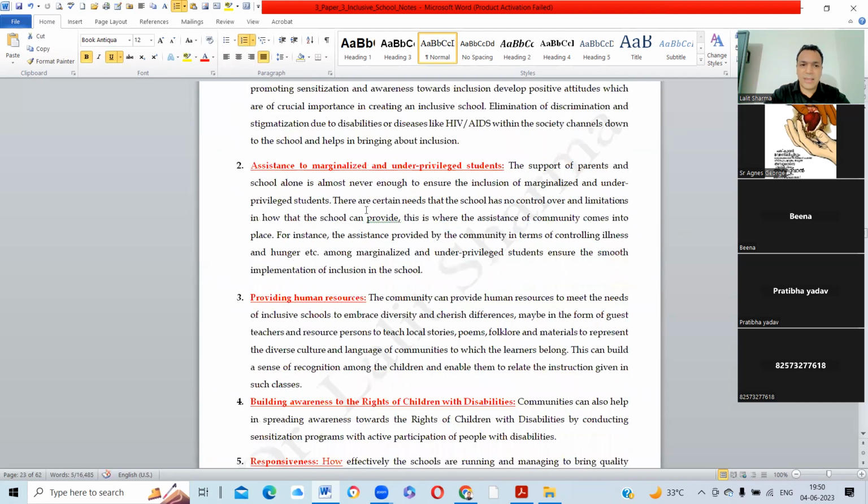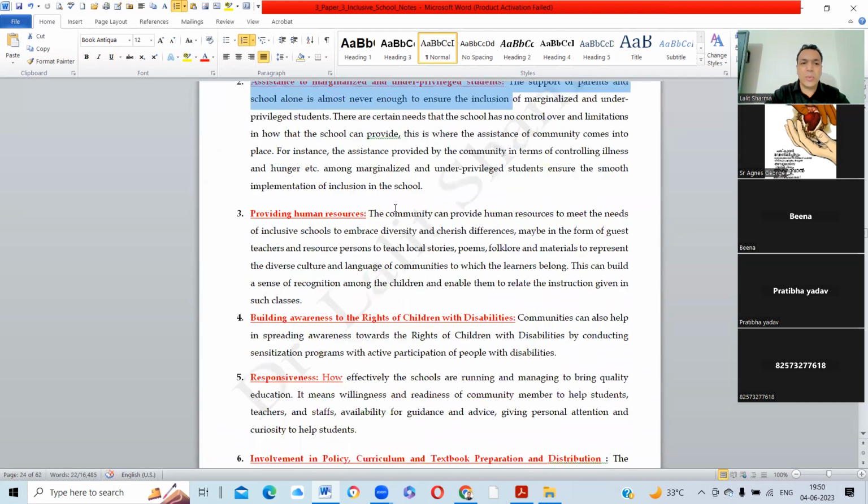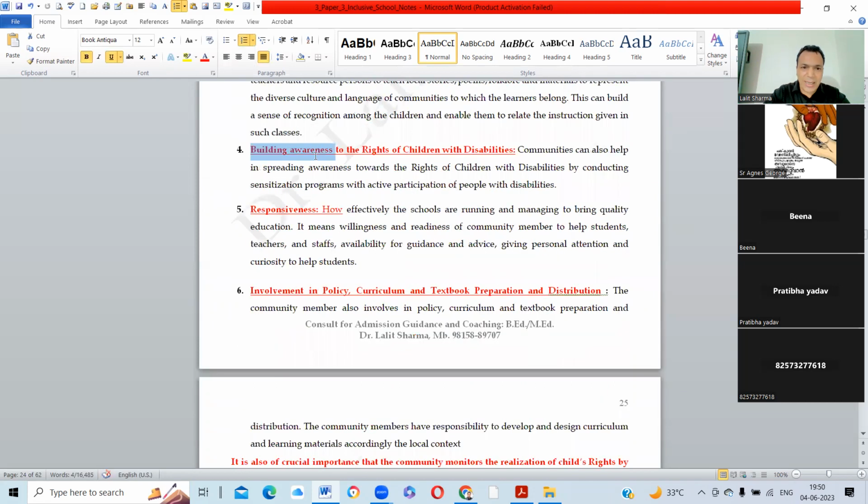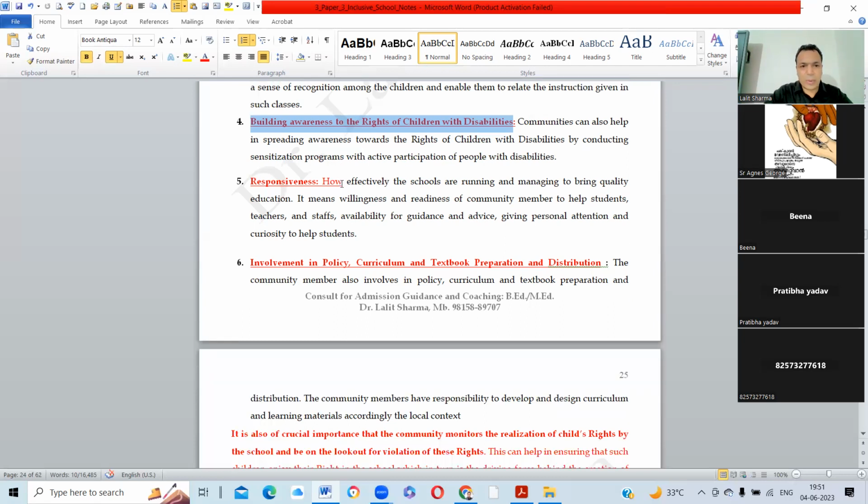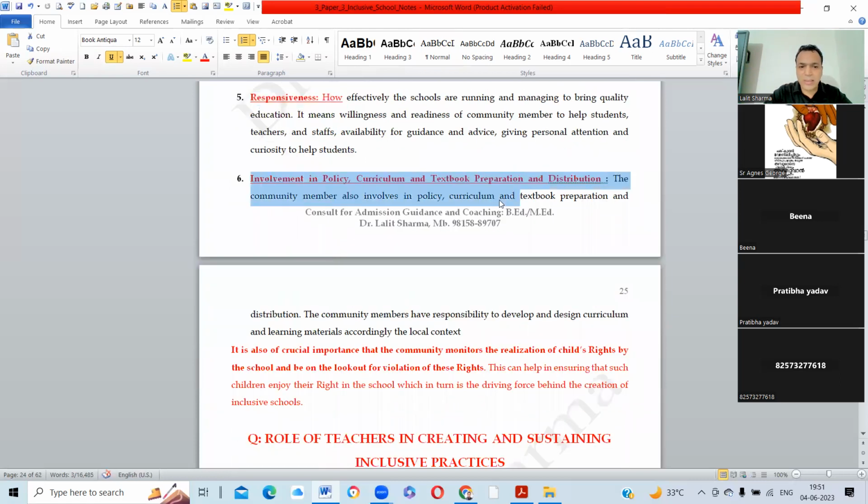Promoting sensitization and awareness, assistance to marginalized and underprivileged students, providing human resources, building awareness of the rights of children with disabilities. Community is also important, guys. Whenever the new education policy was made, Dr. Kasturirangan included community persons, teachers, headmasters, everyone. Even before finalizing the policy, he announced for 6 to 8 months that anyone across the country could give their suggestions. So this is the role of a community: responsiveness, involvement in policies and curriculum, all of this came in.